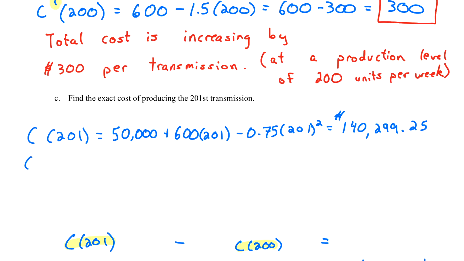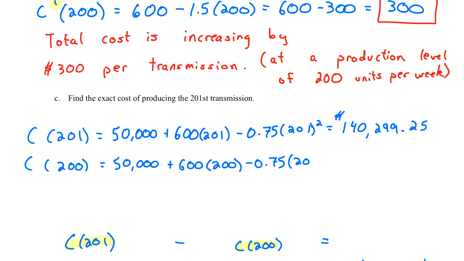I still need to find C of 200, so I'm going to do the exact same thing. I'm just going to change my x value now to 200 instead of 201. So 50,000 plus 600 times 200 minus 0.75 times 200 squared. This time, if I plug all this into my calculator, I should end up with $140,000 even.